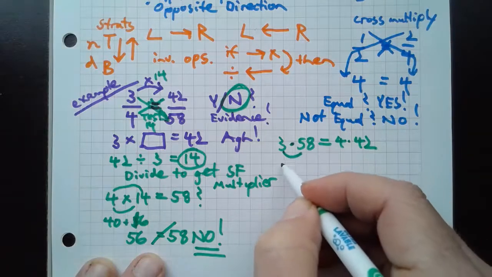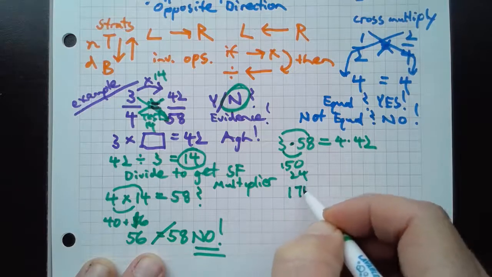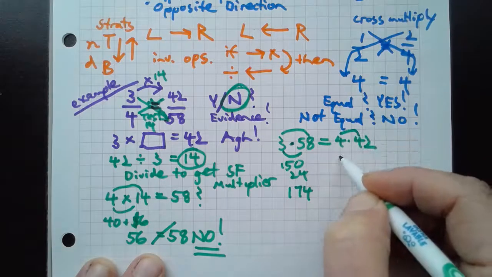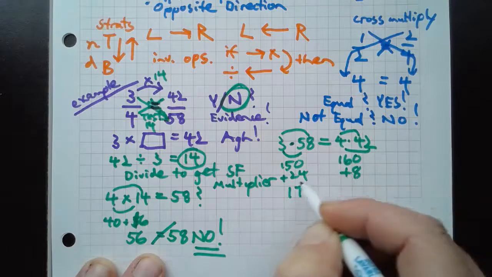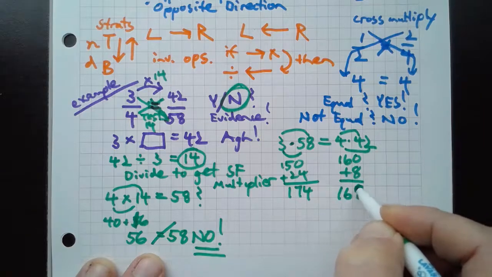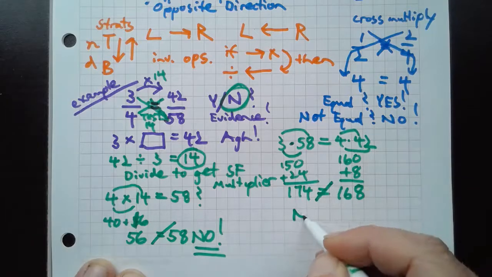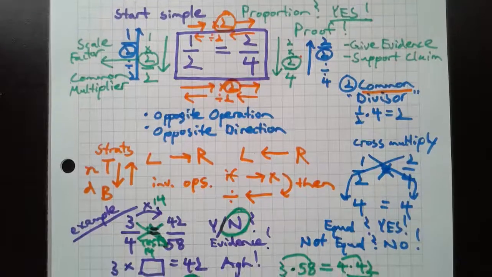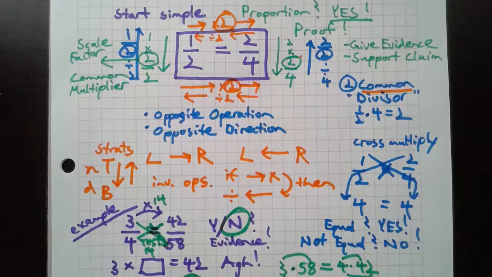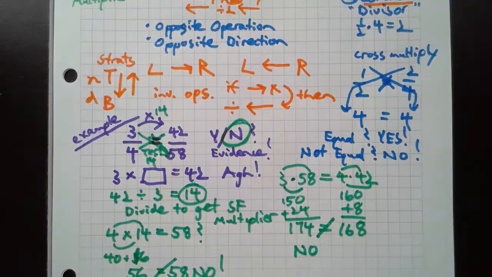But I could go 150 plus 24, 160 and 8. And then I would ask another question. Hey, does 174 equal 168? No. So even though I have different numbers, it's a different strategy, different way to prove it that we learned up here. So many strategies, many of which I haven't even covered here, and we're already 12 minutes, 13 minutes into a video. So it's crazy.